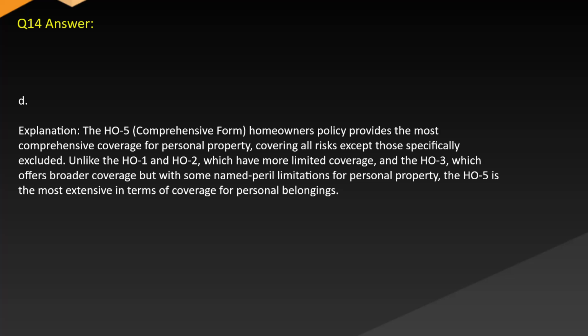Answer D. Explanation. The HO5 Comprehensive Form homeowners policy provides the most comprehensive coverage for personal property, covering all risks except those specifically excluded, unlike the HO1 and HO2, which have more limited coverage, and the HO3, which offers broader coverage but with some named peril limitations for personal property. The HO5 is the most extensive in terms of coverage for personal belongings.